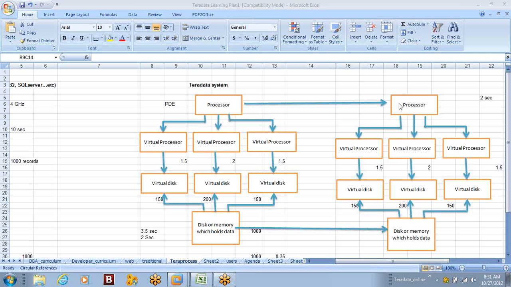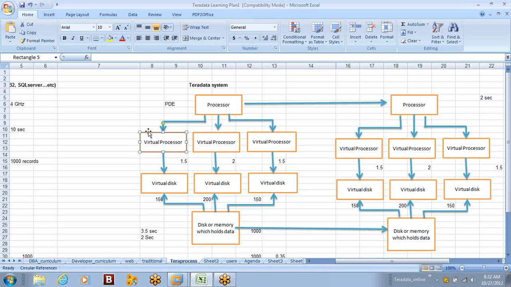Basically, you told that PDE is a software which Teradata came up with, but all these virtual processors and virtual disks, these are the hardware components of Teradata. No, these are also software components. That's where it is called virtual. Okay, it's part of the software itself.